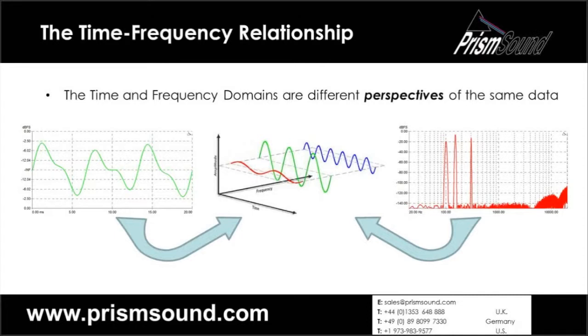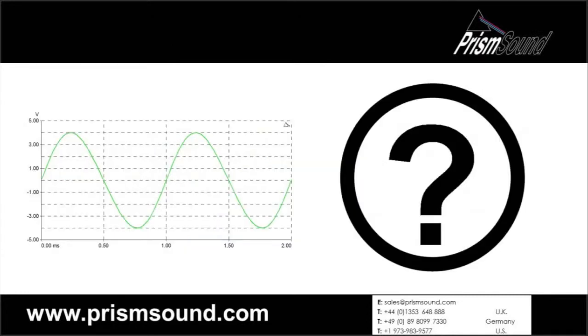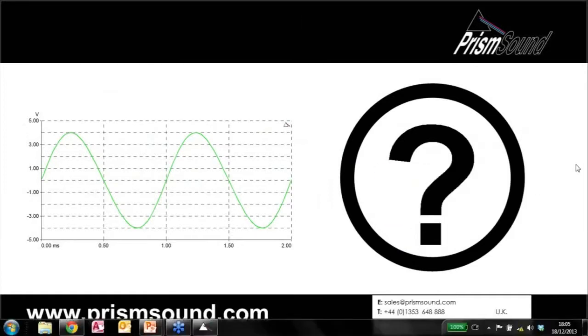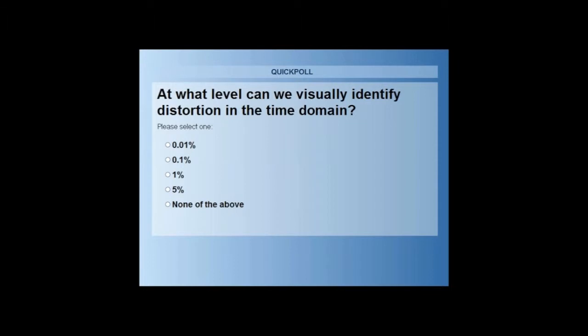So, okay, why would we want to do this? Well, here I've got a normal sine wave, and I'd like to ask a question for everyone. I want to know, what level do you think that we can visually identify distortion in the time domain? So we've got a couple of answers here: 0.01%, 0.1%, 1%, 5%, and none of the above. Again, this is anonymous, so don't worry if you get it wrong, and if you don't know, just take a guess, and we'll see what people think in a minute.